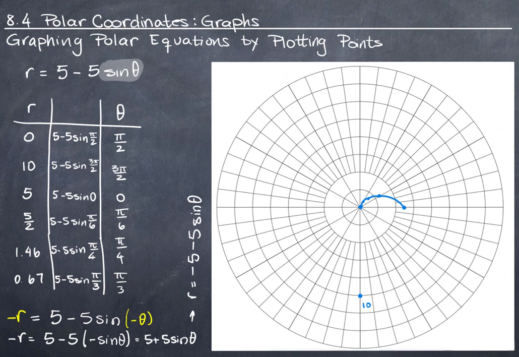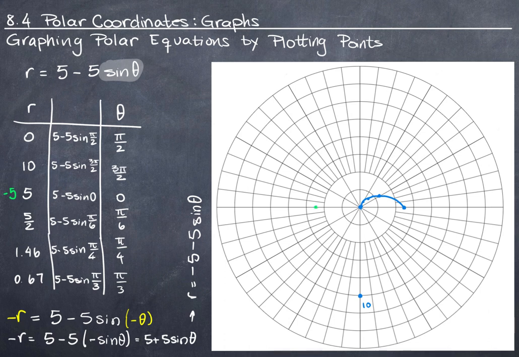But let's take a look at what happens when I plug 0 in, not into this equation, but into this equation. The sine of 0 is still 0, and I'm going to get 5 times 0, which is 0, and negative 5 minus 0 is negative 5. So for my new equation, I get not 5, but negative 5. So that's going to be here.